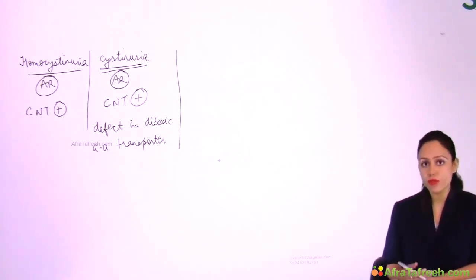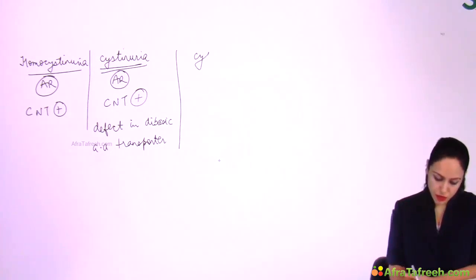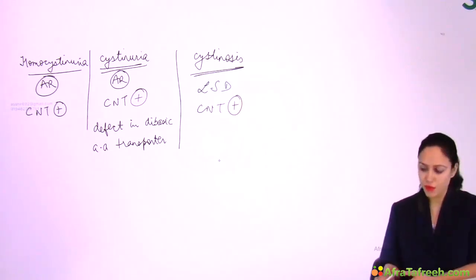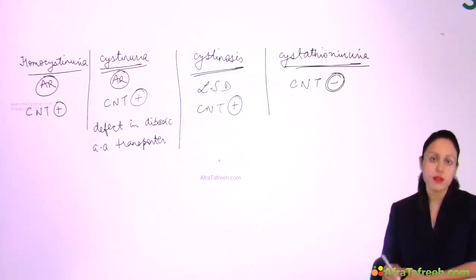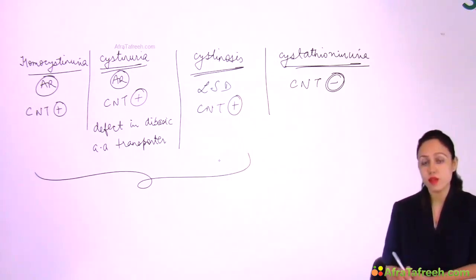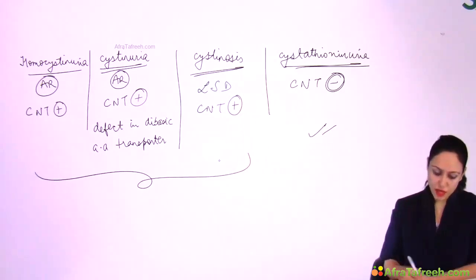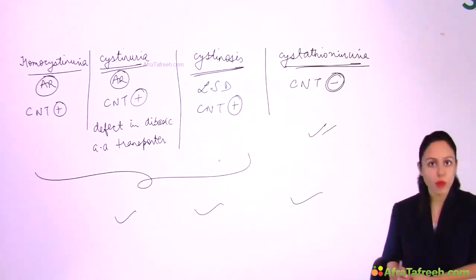Now the next disorder of sulfur containing amino acid is cystinosis. Cystinosis is a generalized lysosomal storage disease. Here also the cyanide nitroprusside test is positive. And there's one more disease here, that is cystathionuria. Here the cyanide nitroprusside test is negative. So in these 3 diseases the cyanide nitroprusside test is positive, but in cystathionuria it is a negative test. Let's take these 3 disorders one by one in detail.